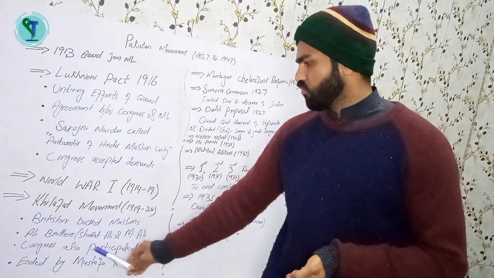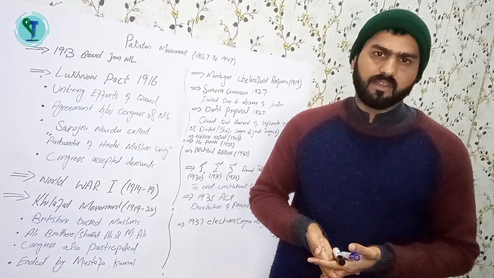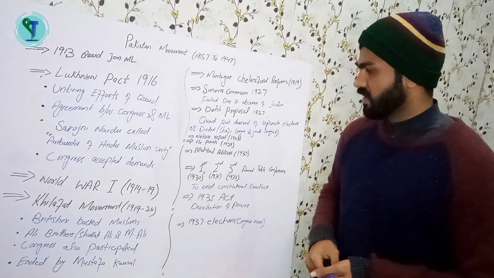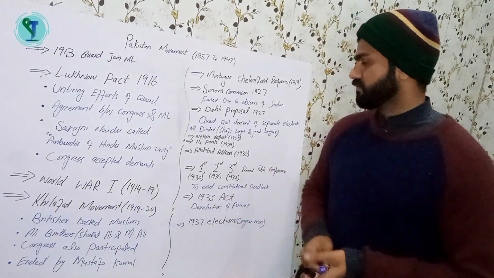But this movement ended when Gandhi quit the Khilafat movement himself. Then in 1924, Mustafa Kemal ended the Khilafat.